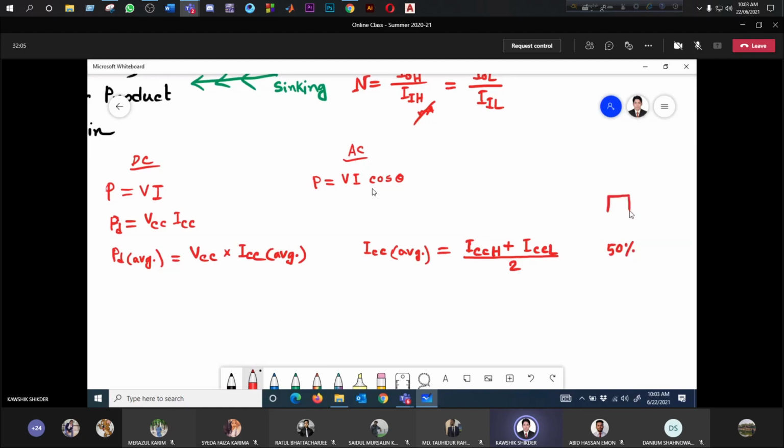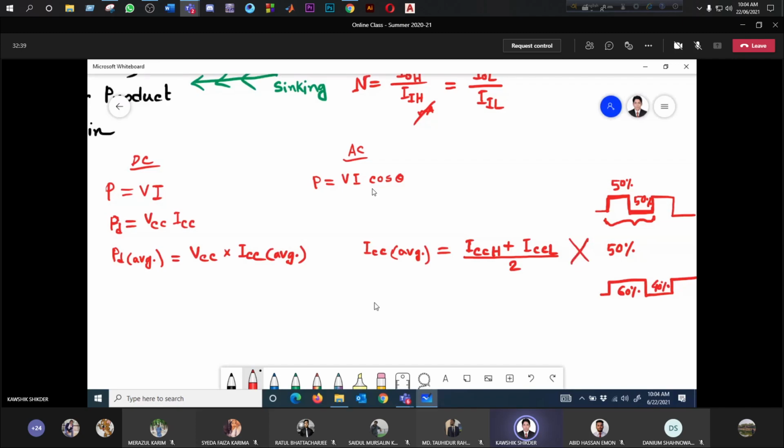Suppose this is a curve. This is one complete cycle, right? High and low. This is one full cycle. So here the duration is same, both are 50%. That means 50% time high and rest 50% time low. This is the ideal scenario, but in practical it may happen, let's say 60% high and rest 40% low. In that case this one is not applicable.